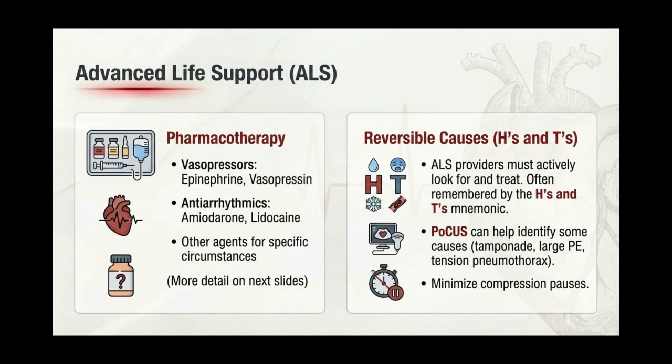Although epinephrine has been shown to improve rates of return of spontaneous circulation, the evidence regarding its effects on survival to hospital discharge and neurological outcomes remains mixed and subject to debate. Another vasopressor of interest is vasopressin, which also promotes vasoconstriction and may increase coronary perfusion pressure.